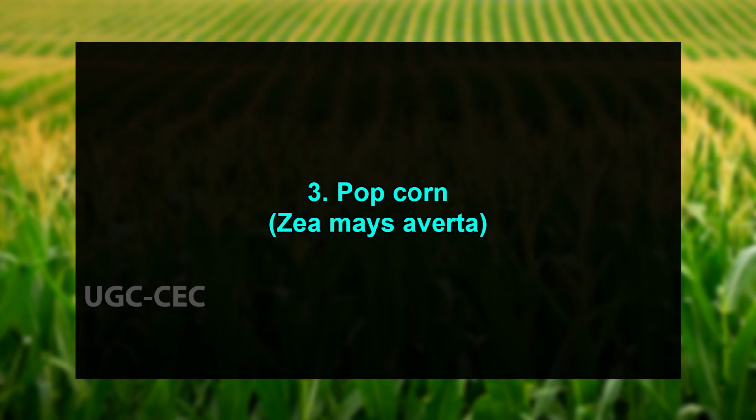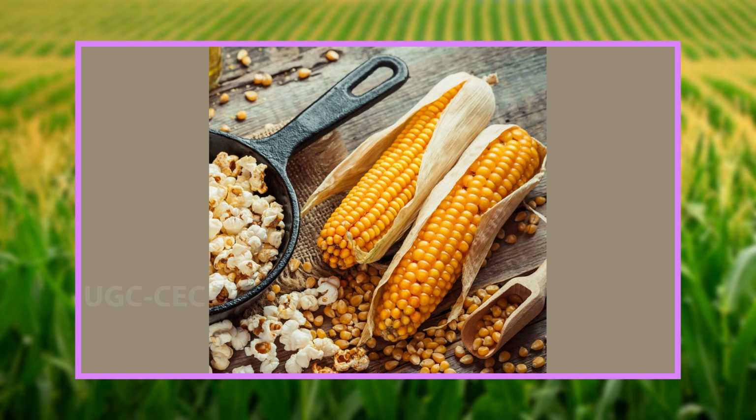The third one is popcorn. Popcorn is known as Zea mays everta. The size of the kernel is small and the endosperm is hard. When they are heated at 170 degrees centigrade, the pressure built up within the kernel suddenly results in an explosion and the grain is turned inside out. The grain is used for human consumption and is the basis of popcorn confectionaries. Its cultivation is mainly confined to the New World.